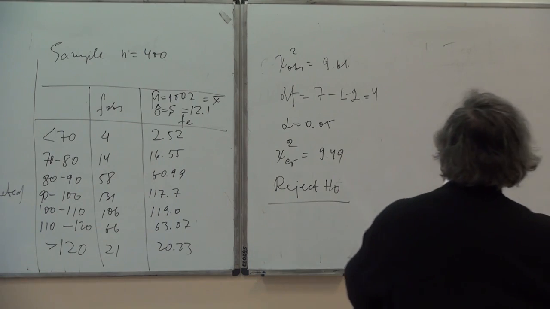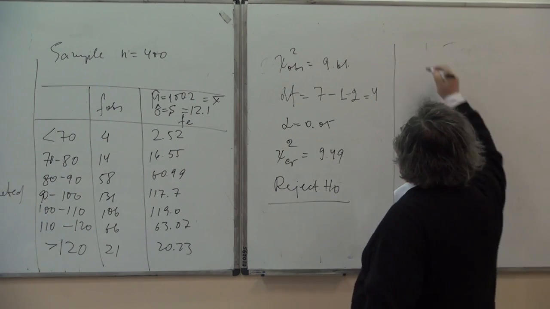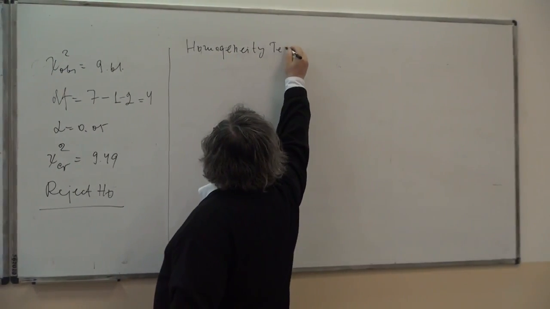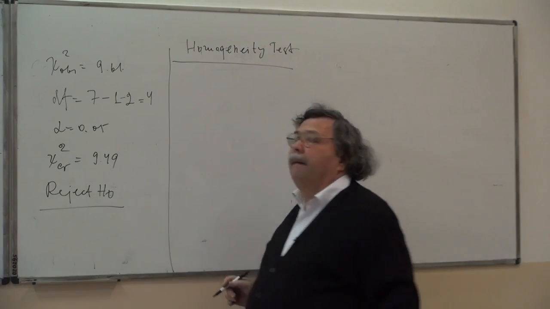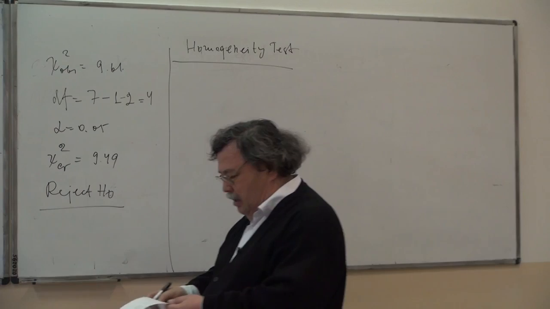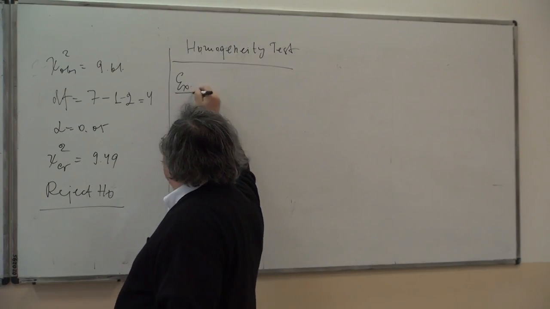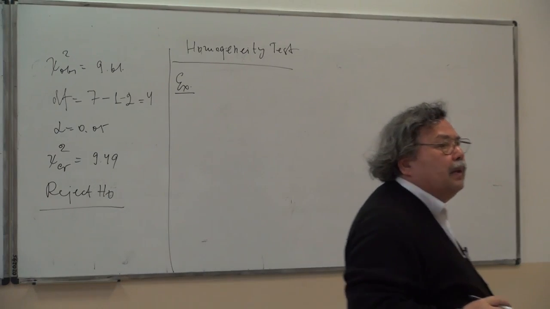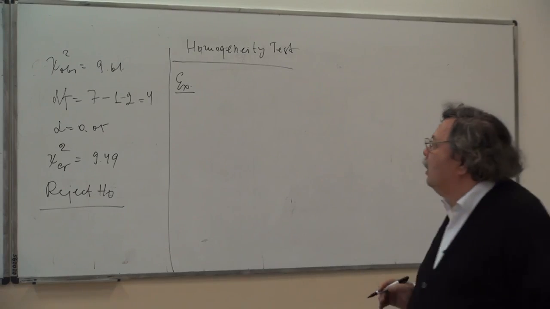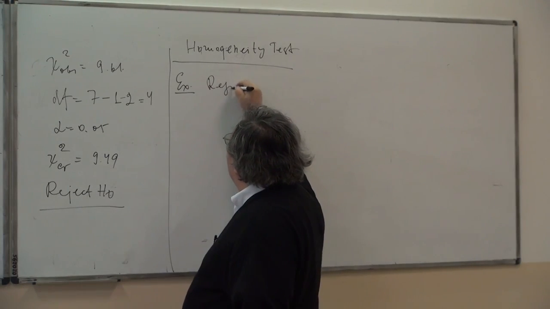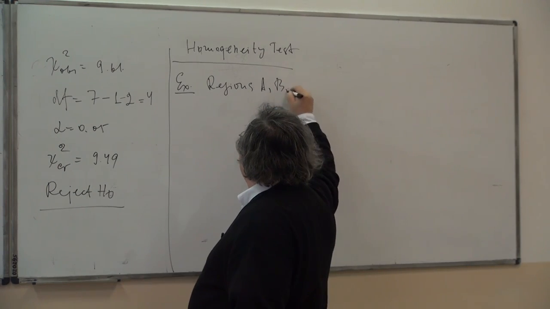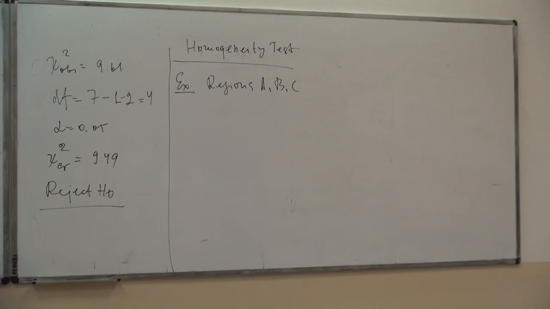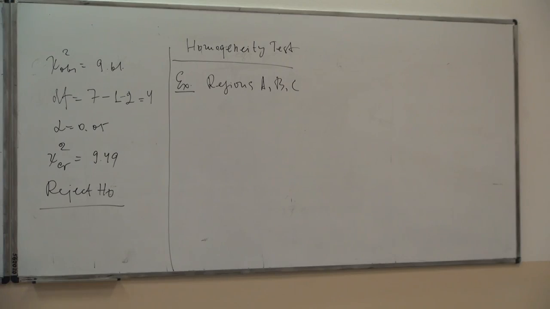All right. Now, another thing. Homogeneity test. Okay. I'm starting right away with an example. Suppose we conduct a survey in 3 different regions. Let's call them A, B, and C. And the object of the study is users' preferences concerning types of video games.